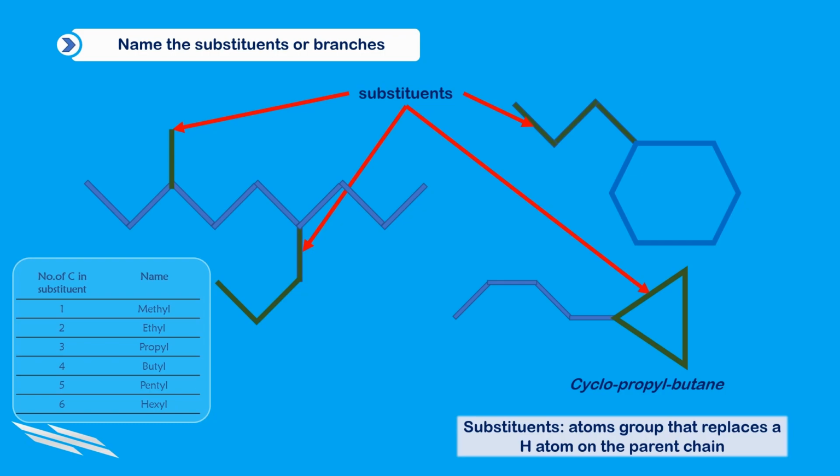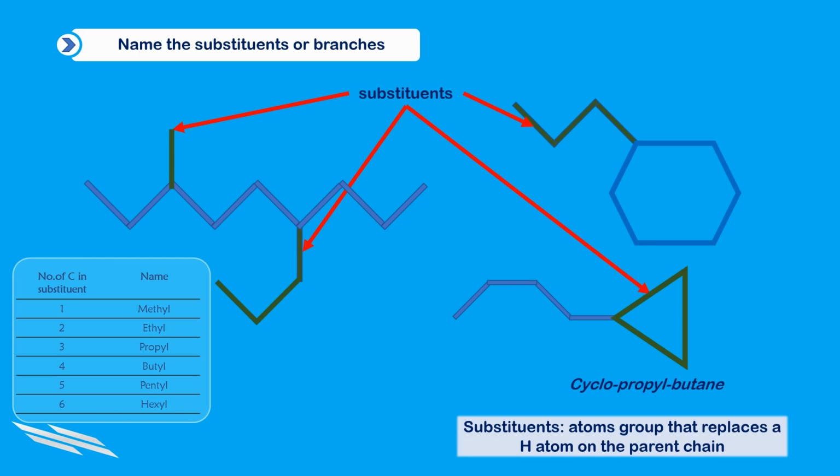Use prefixes to indicate the number of each substituent. The prefixes are based on the number of carbon atoms in the substituent. For example, methyl for 1 carbon, ethyl for 2 carbons, propyl for 3 carbons, and so on. These groups are also called alkyl groups.